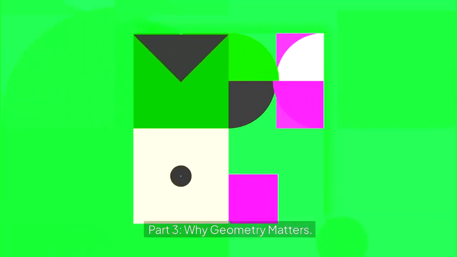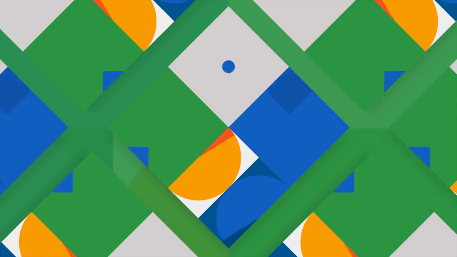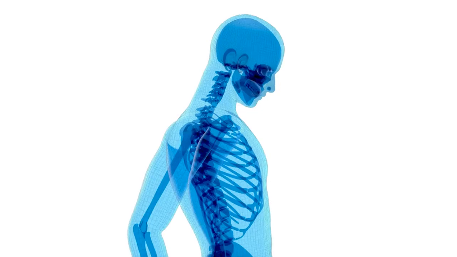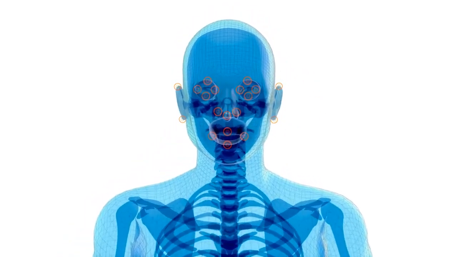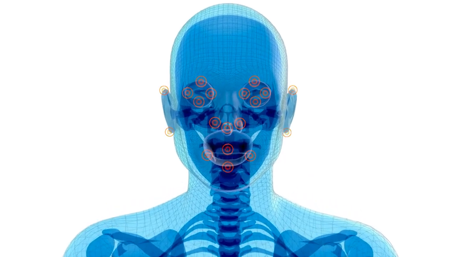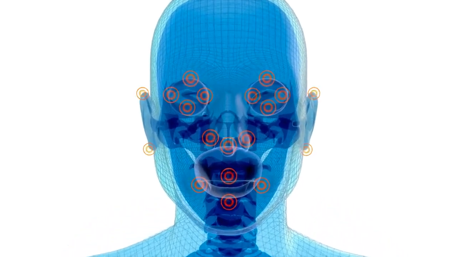Part 3. Why geometry matters. Geometry is the language of shape and space. In computer vision, it helps us understand the 3D structure of objects, their relative positions, and their motion. For example, to recognize a face, a computer needs to understand the geometric relationships between the eyes, nose, and mouth.